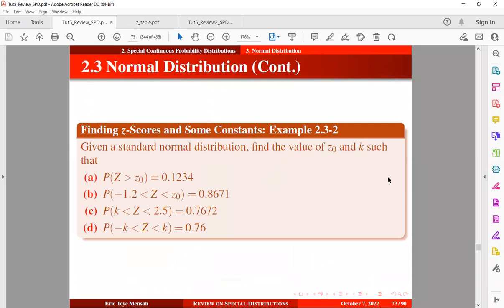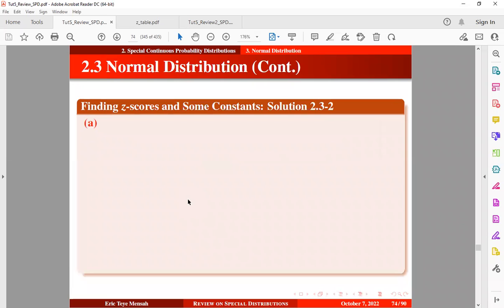The z-score can be in the form of z sub 0. Sometimes you can also use k for z-score. So I want to find these constants. How do we obtain them? Let's take a look at the first part. We want to find the probability that z is greater than a particular z-score, and the area is given to us to be 0.1234. So how do we obtain this z-score?